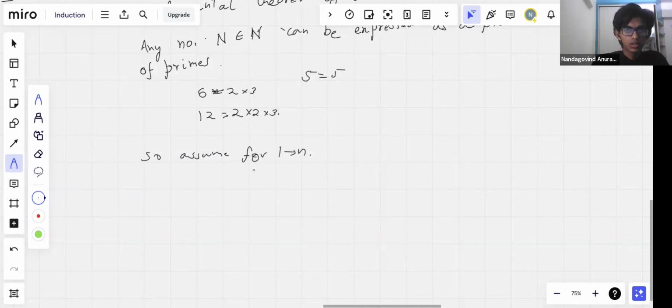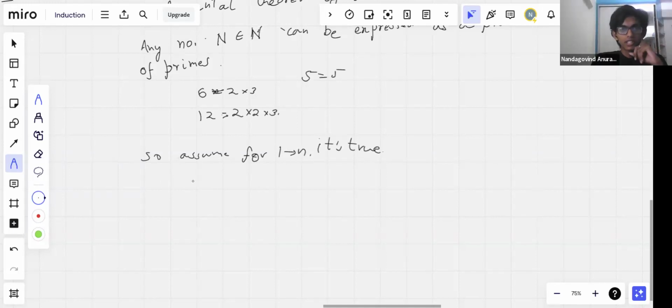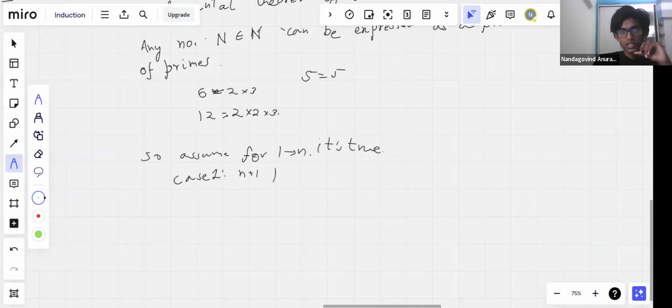Okay, so assume for 1 to n it's true. What we want to do is show it for n plus 1. We'll deal with base cases later. I think they're quite trivial in this problem. There are two cases: n plus 1 is prime or n plus 1 isn't prime. Yeah, that's good. So let's deal with the case n plus 1 is prime, mainly because it's shorter.